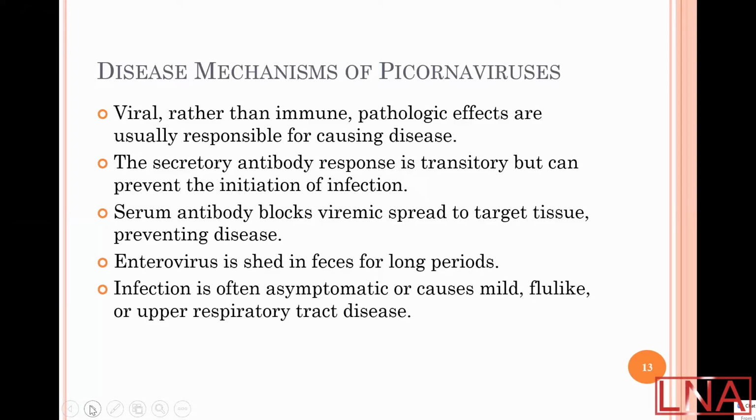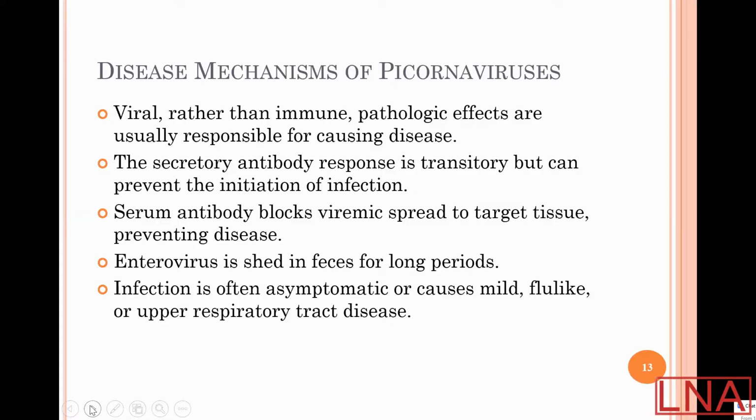Viral, rather the immune pathologic effects, are usually responsible for causing disease. Secretory antibody response is transitory and can't prevent the initial infection. What does it mean? When the virus comes into the primary organ, the epithelial cells of the upper respiratory tract or epithelium of the intestinal tract, if secretory immunoglobulin class A is present, we can talk about limiting of the viral disease inside this specific tissue. So usually only a person who has already recovered from the real infection has secretory immunoglobulins, or a person who was vaccinated by oral vaccine.